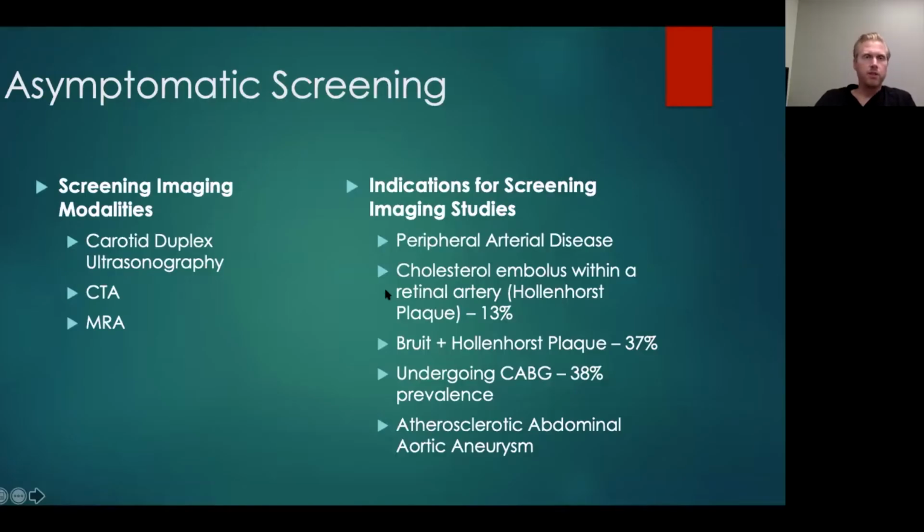Right. How do you screen for asymptomatic carotid stenosis? What are the guidelines for this? There are some basic screening modalities that we use, the most common one being carotid duplex ultrasonography. Other common ones include CTA and MRA, which are more advanced imaging and cost a little bit more. But the carotid duplex is the workhorse of screening.